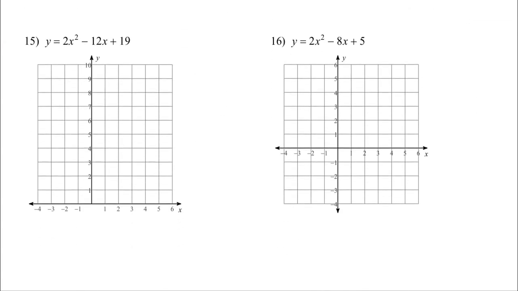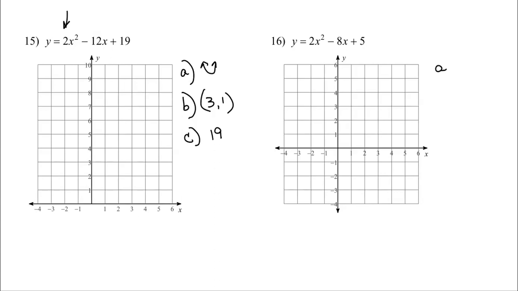Okay, that brings us to 15. Okay, 15, the leading coefficient is positive, therefore it's going to be up, up. And my vertex happens at 3, 1. And my y-intercept is at 19, and you can graph that.